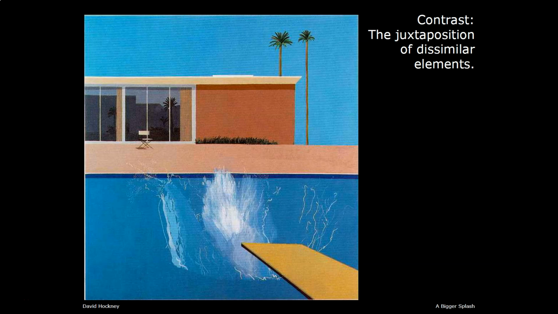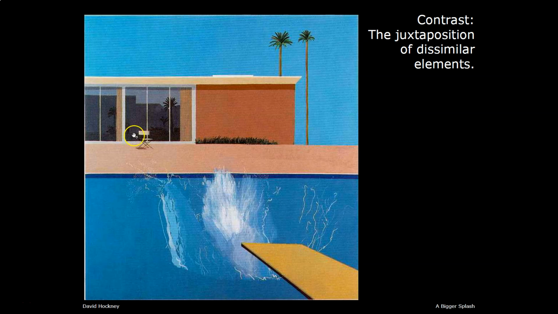So what we do is we use contrast to emphasize and subordinate things. Contrast is just the juxtaposition of dissimilar elements. Juxtaposition is a fancy art word that means putting two things next to each other in a way that makes you pay attention to the relationship between them. So you'll see in this painting, A Bigger Splash by David Hockney, there are all kinds of different things that are contrasted against each other. Contrast is just when you take two things that are at opposite ends of a spectrum and put them together. Like the most standard one is we have really dark darks versus really bright brights.